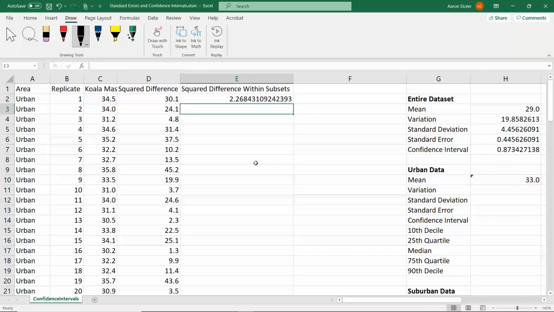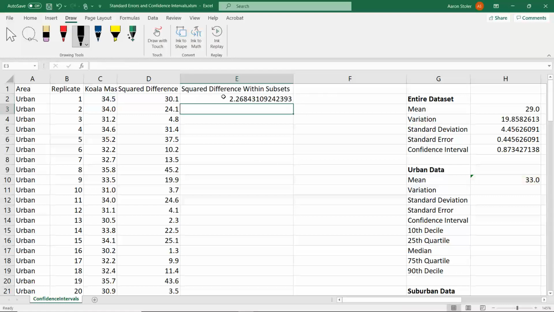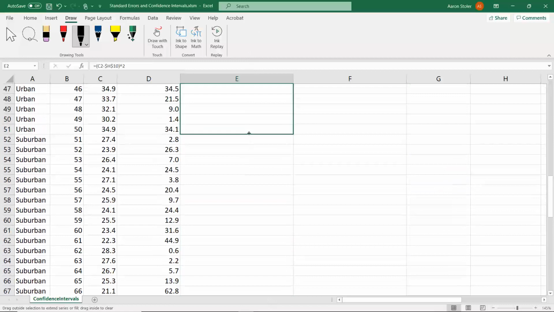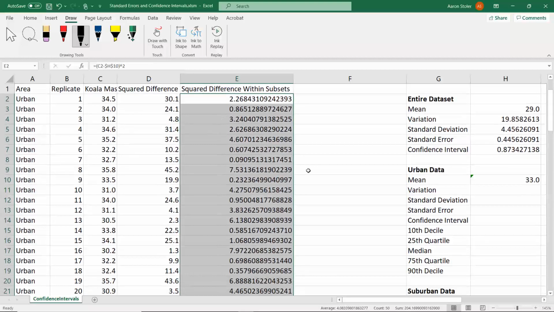And we'll do that again and again and again for all of the urban data points. So what we have to do is lock that urban mean, and we'll drag this down, just for the urban data. We're not going to do it for the suburban data because that's going to have a different mean.